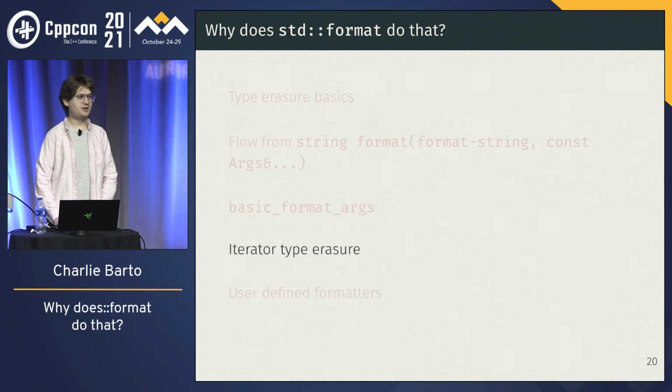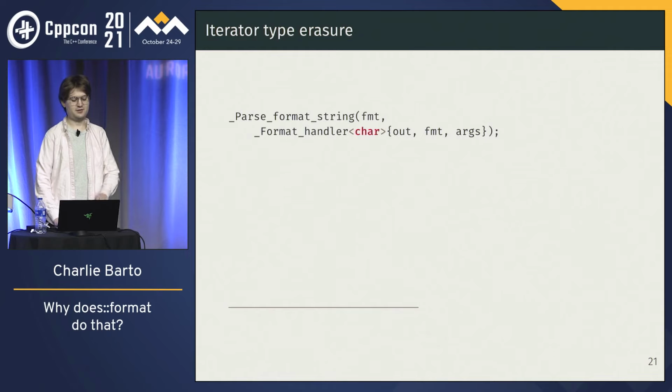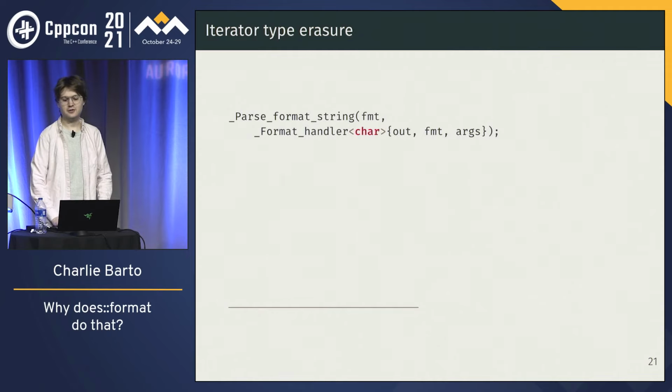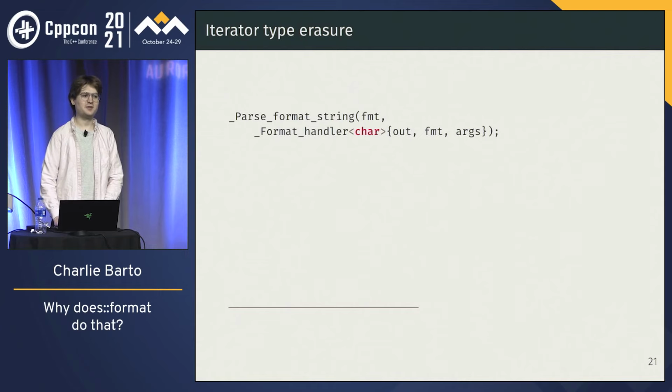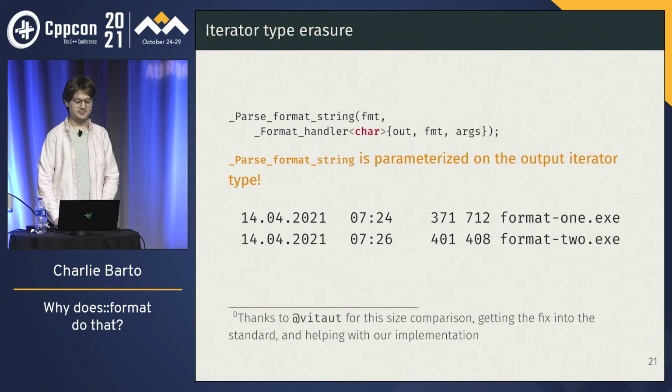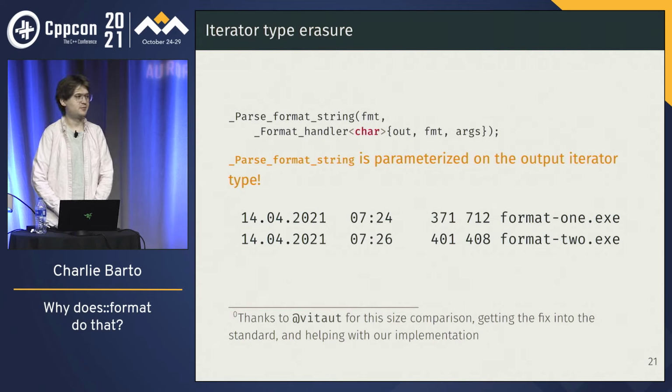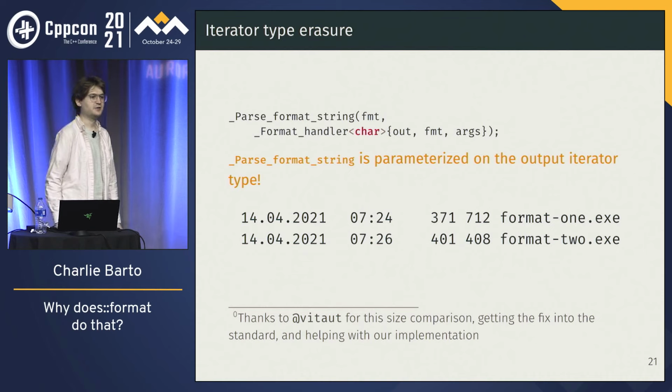So the next thing we're going to talk about, also in terms of code size, is the output iterator type. Again, this is the implementation of vformat2, just with the format handler stuck into the parameter list. You'll notice that all the parsing code depends on the type of the output iterator. That's a shame. If you have a program where you're formatting into multiple different things, say a string and then a vector, we generate a lot of extra code.